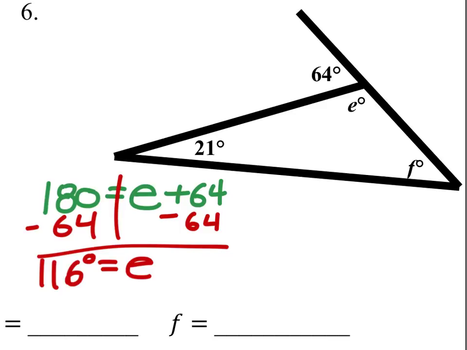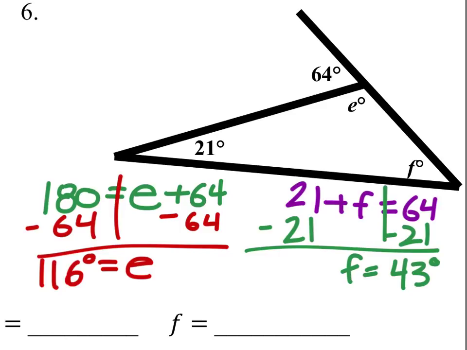All right, and there's the work for E. Let's do the work for F real quick. And there's the work for F. Notice when I solve for F, I use those remote interior angles, 21 and F. When I add them, I should get that 64 as well.